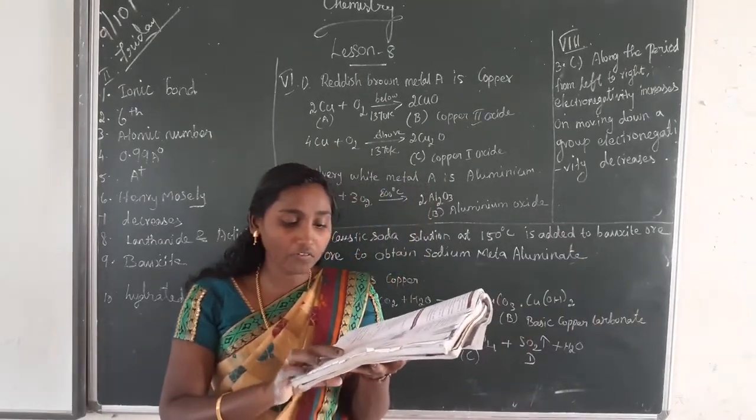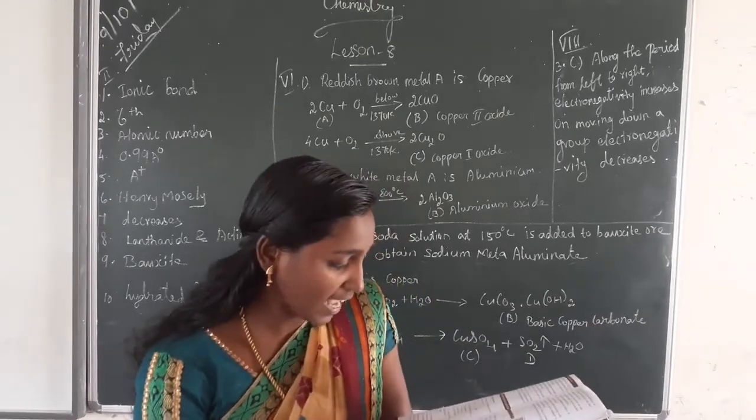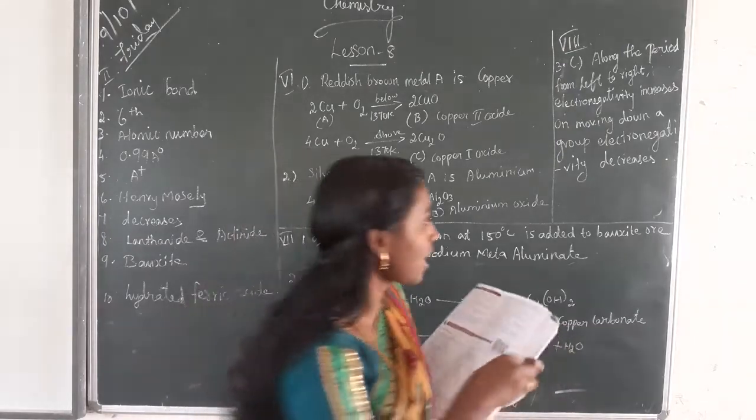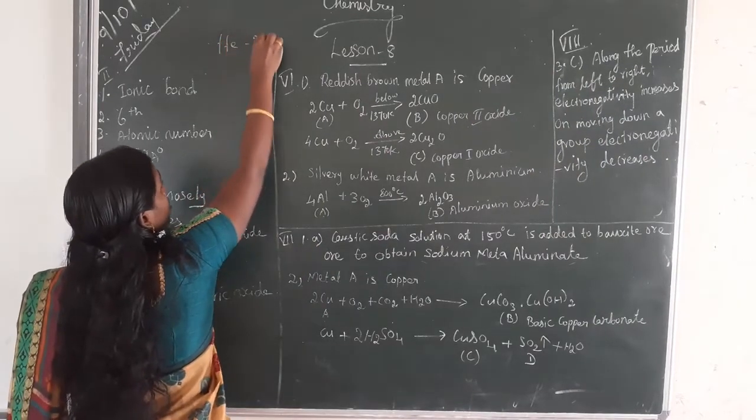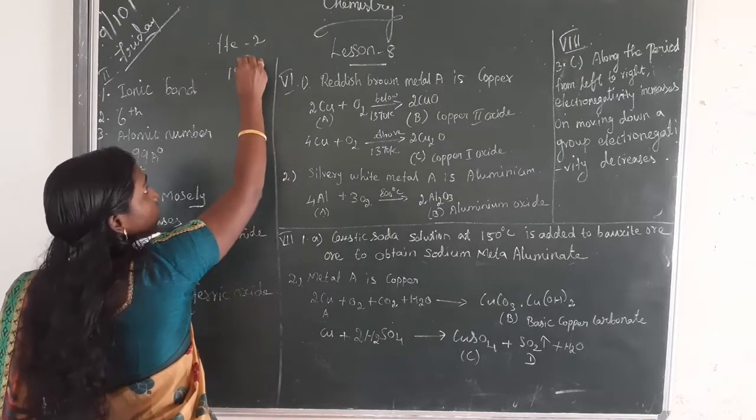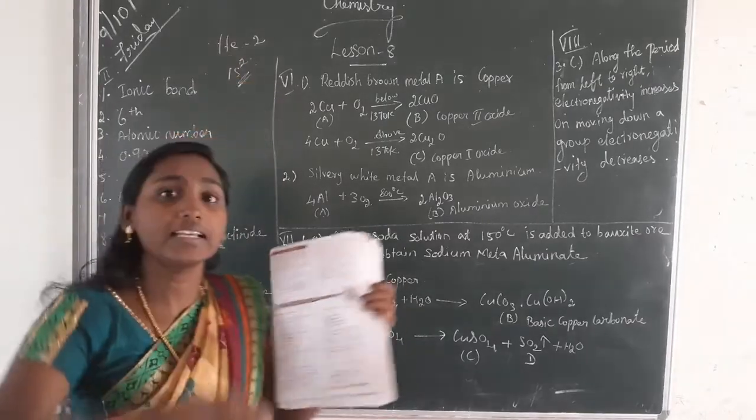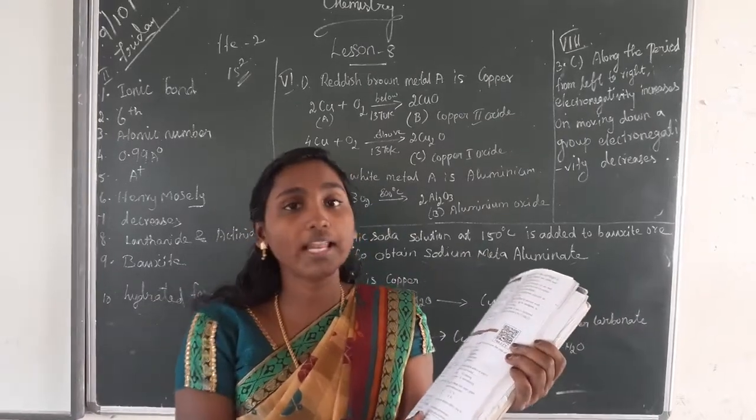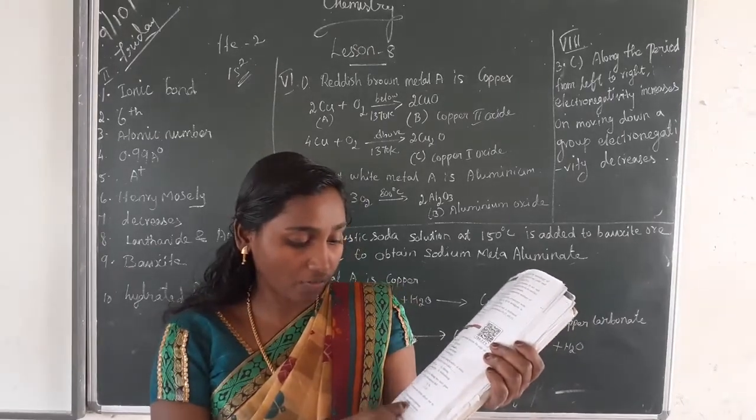Then eighth one, which of the following inert gases has 2 electrons in the outermost shell? Which one? Helium. And this helium contains 2 electrons in the outermost shell. Listen here. Helium's atomic number is 2. So when we write the electronic configuration, it is 1s2, right? So the outermost orbit contains how many electrons? 2 electrons. So answer helium is correct. That's option A. The ninth one, neon shows 0 electron affinity due to its stable electronic configuration.